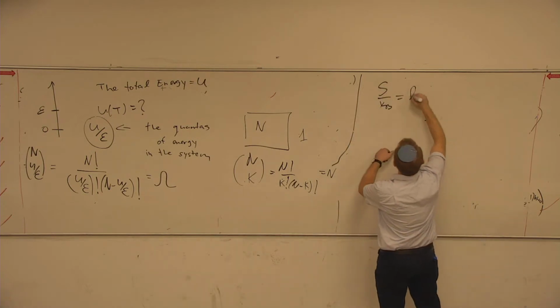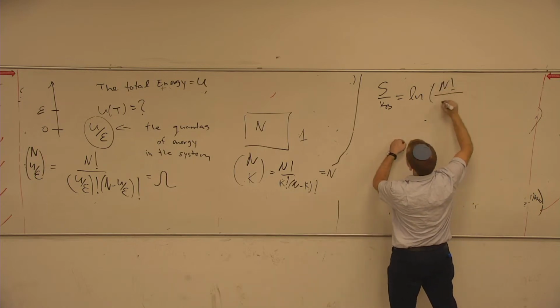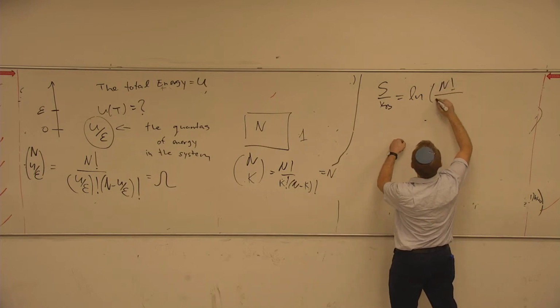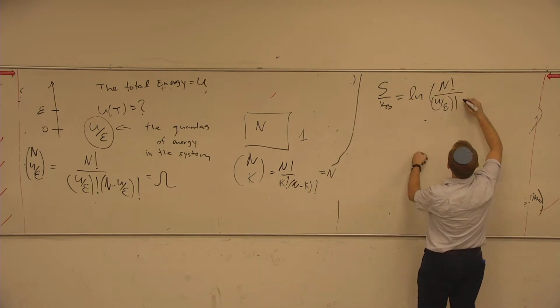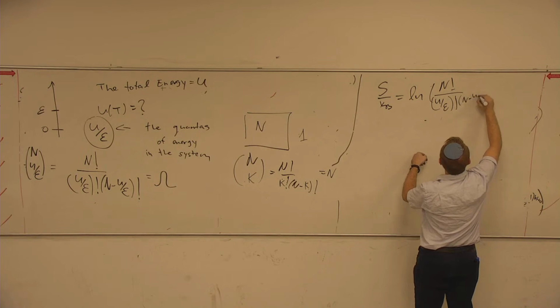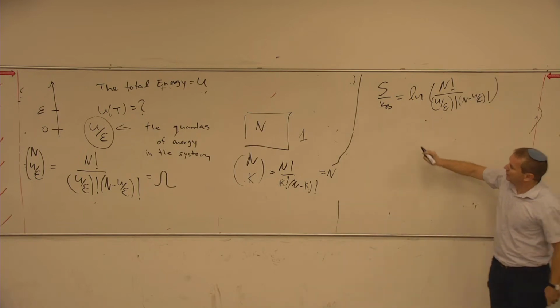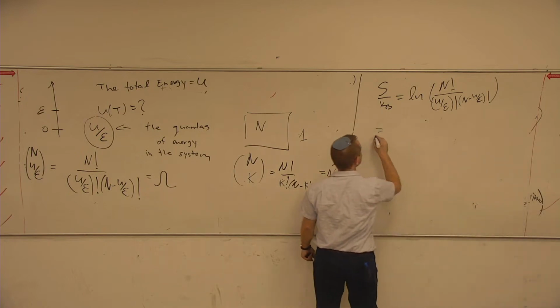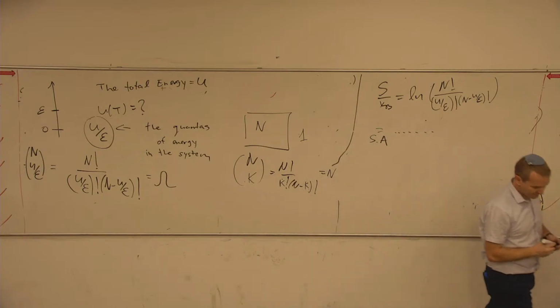I'm late, I'm sorry. I will explain to you, don't worry. N factorial divided by U divided by epsilon factorial, and here we have N minus U divided by epsilon factorial. I use the Stirling approximation.